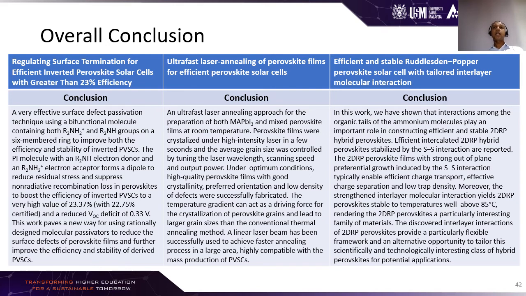effective charge separation, and also, my apologies. So moreover, the strengthened interlayer molecule interaction yields a 2-DRP perovskite stable to temperatures well above 85 degrees Celsius, rendering the 2-DRP perovskite a particularly interesting family of materials. So the discovery of the 2-DRP perovskites provides an alternative framework for us to further do research on this.